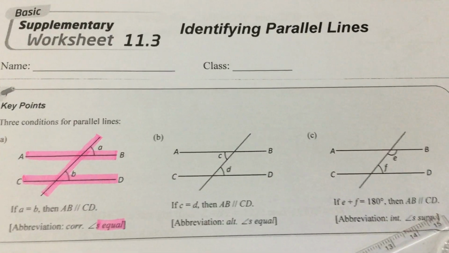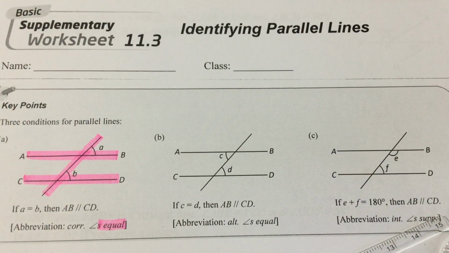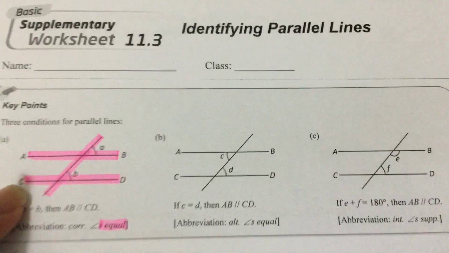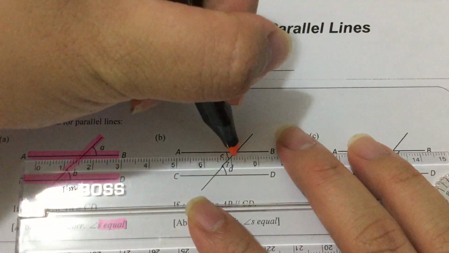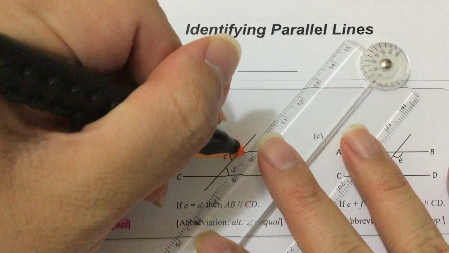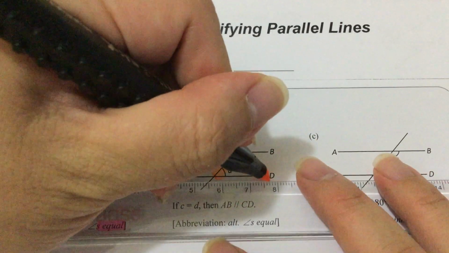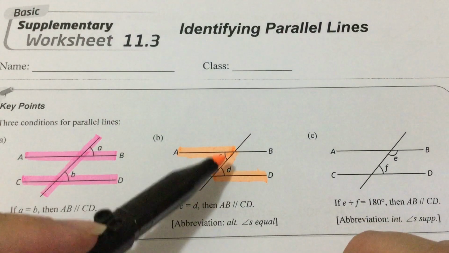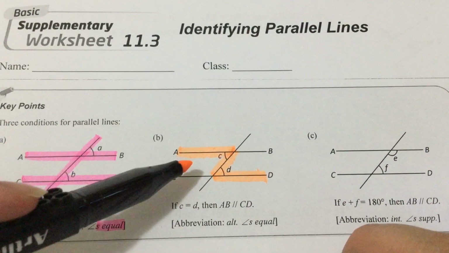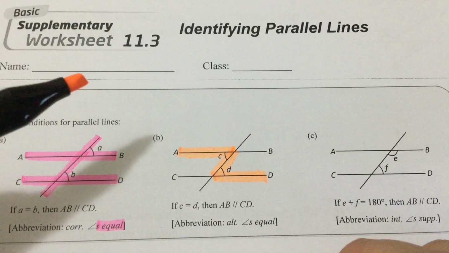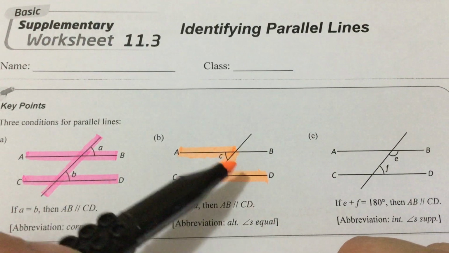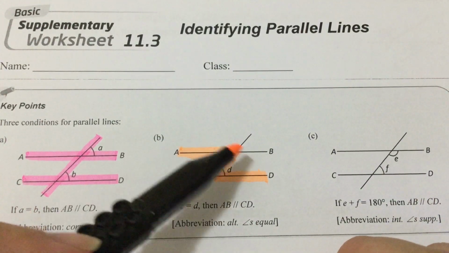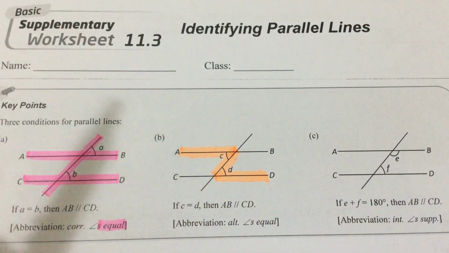The second one we will have is the alternate angle. Last time we know that to use the alternate angle, we must find the Z, and the angles inside the Z will be equal. But this time we say, if we know the angles inside the Z are equal, we can say these two straight lines are parallel. So this time we say alternate angles equal, so that we can say these two lines are parallel.